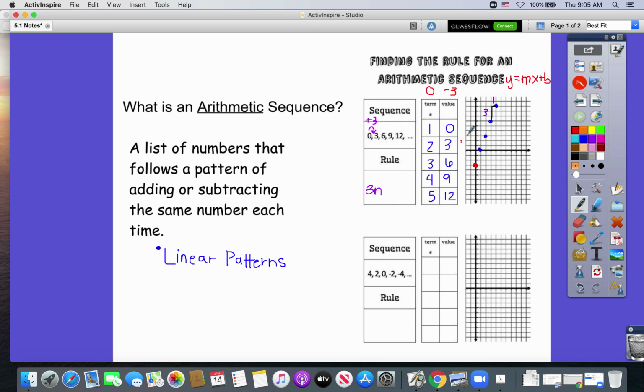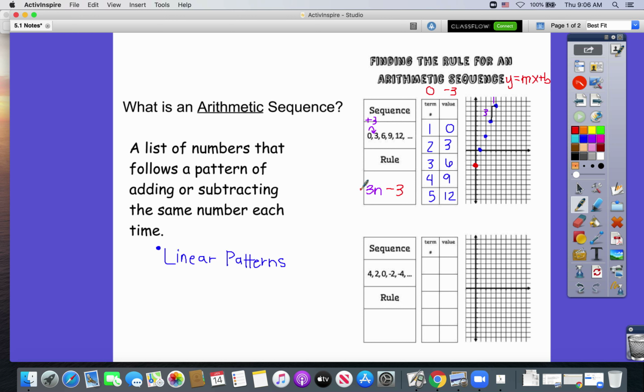And we could figure that out just looking at our table too. We know we're going up 3 each time, so if we work backwards and go down 3, we're at -3. So that gives us the second part of our rule. So to come up with a rule for an arithmetic sequence, we will learn a different equation that we're going to use. But for today, let's just think of it like our linear equations. It's similar, but it's not the exact same.